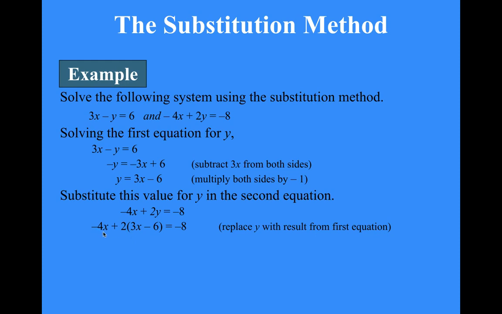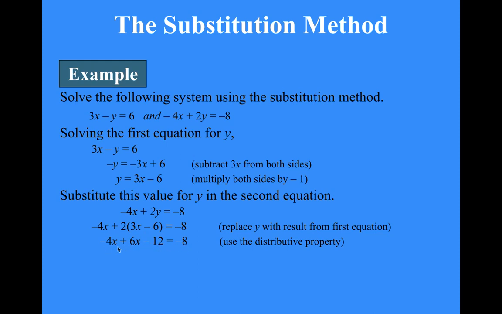What do you notice? We don't have two variables anymore. When I had two variables, I couldn't solve for anything, right? Now everything's in terms of x. Since everything's in terms of x, I can solve for x. So let's finish this. We're going to use the distributive property, just like I said earlier. 2 times 3x gives me 6x. 2 times negative 6 or minus 6 gives me minus 12. And I get negative 4x plus 6x minus 12 equals negative 8.